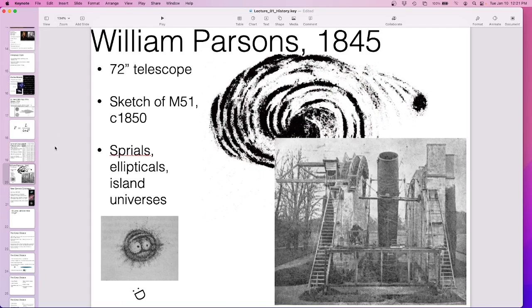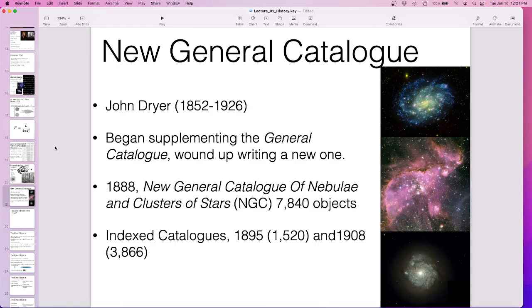So Parsons was just taking drawings of these things. Like he drew this splotch of stuff, but he had no idea what it was. It's just some fluffy blob of light. And maybe it's a fly on the lens of the camera, or maybe it's something enormous.